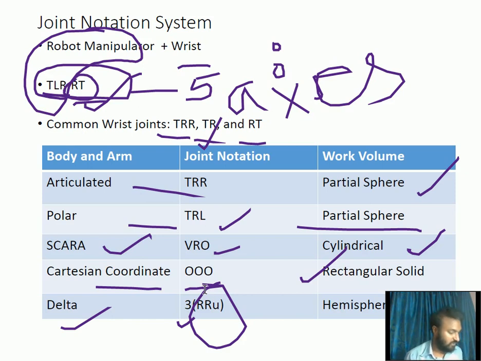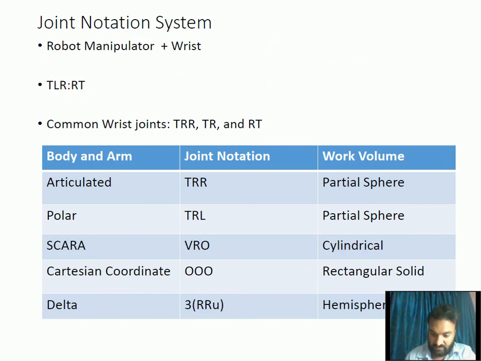RRU is unpowered. Okay, 3 powered and 3 unpowered. Like in the delta robot, we have seen there were 3 servo motors and 3 linkages. So there would be 3 powered and 3 unpowered joints, and all would be rotational type.